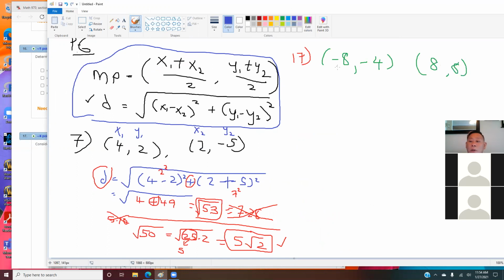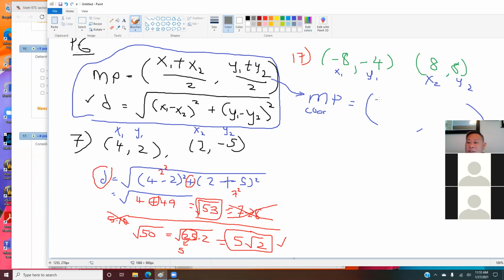So this will be your x1. This will be your y1. This is your x2. This is your y2. And let's say the question wants you to find the midpoint. So you will use this formula. And for midpoint, the answer is a coordinate. Okay, so just to point out to you, when the question asks you to find the midpoint, your answer is in coordinates like this.